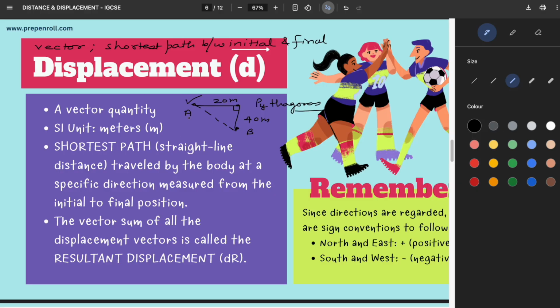Okay, we use the Pythagoras theorem to find out AB, that is the displacement. Displacement is measured in meters. What are the other units? Other units are kilometers, centimeters, and millimeters.